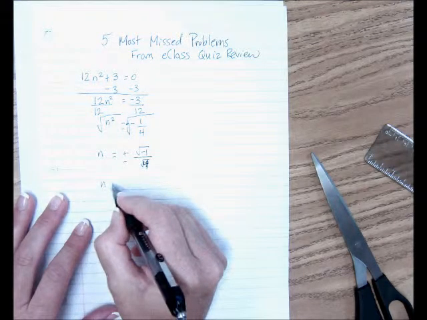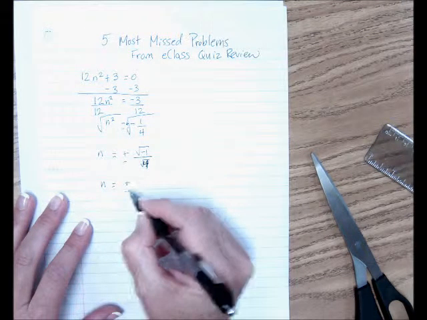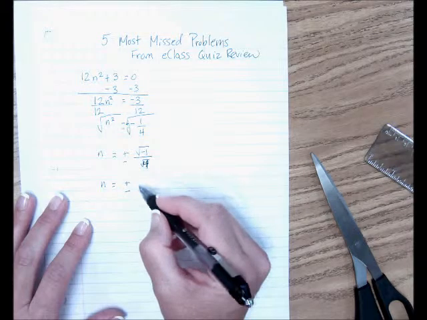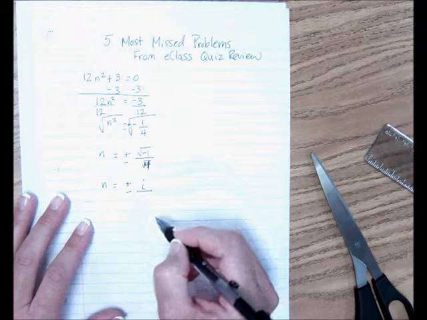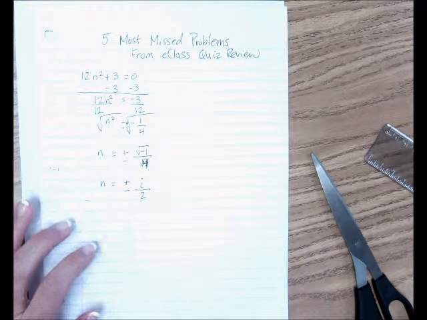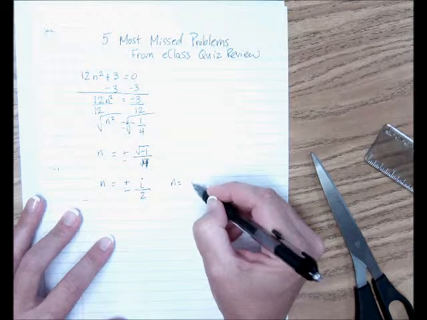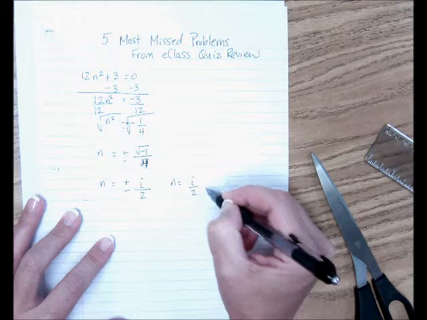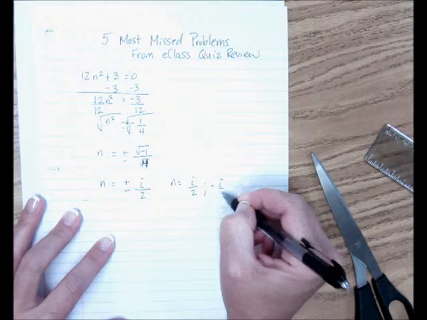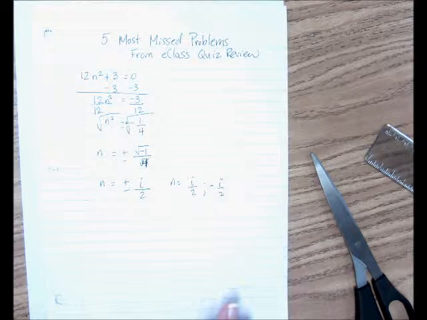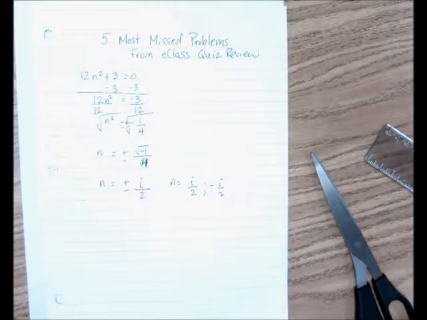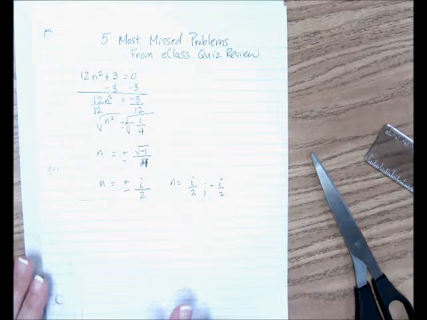So then I can simplify even further. n is equal to plus or minus. The square root of negative 1 is i, and the square root of 4 is 2. So my final answer, how you would see it, is n is equal to i divided by 2, or negative i divided by 2. So be aware that you're going to see problems like this on your quiz tomorrow.